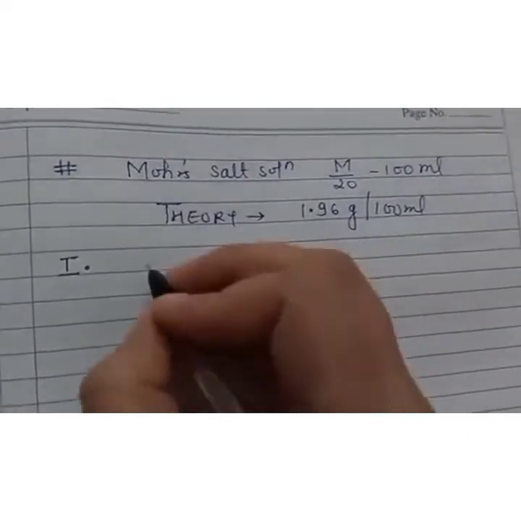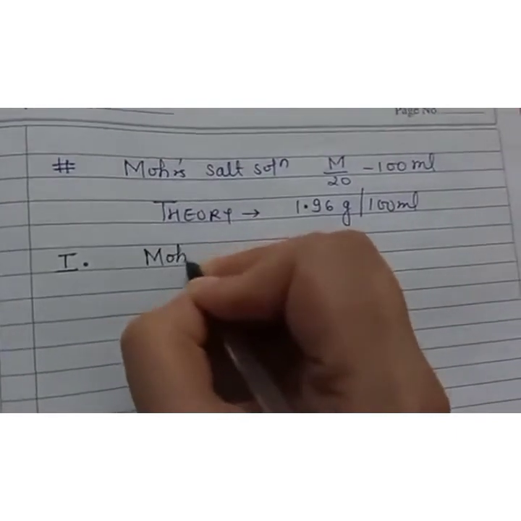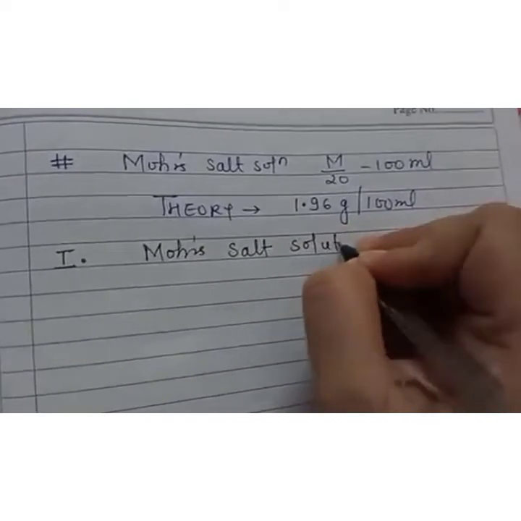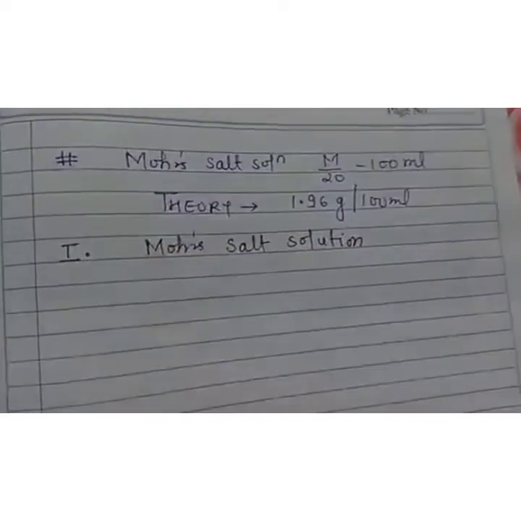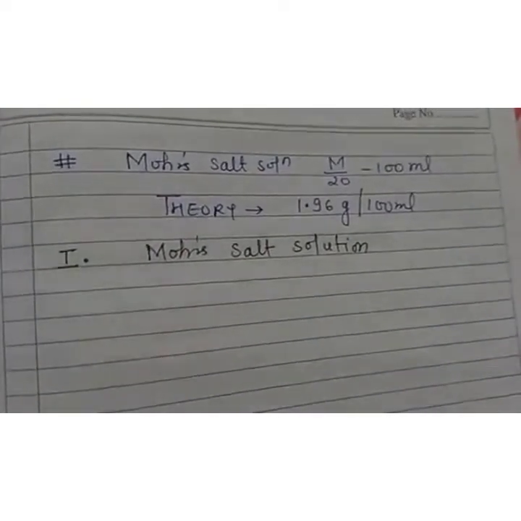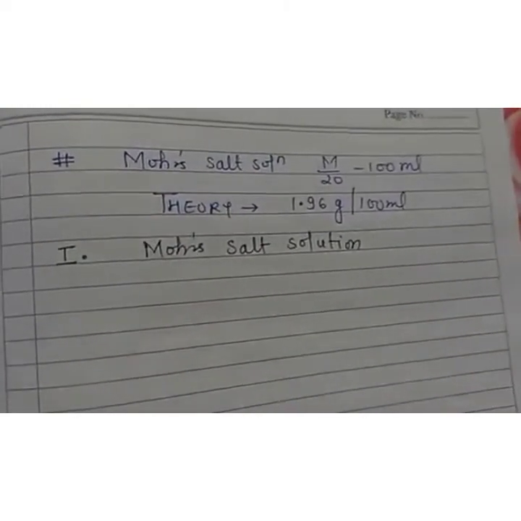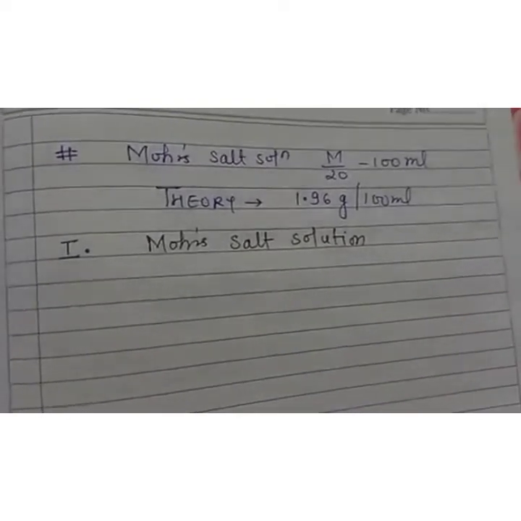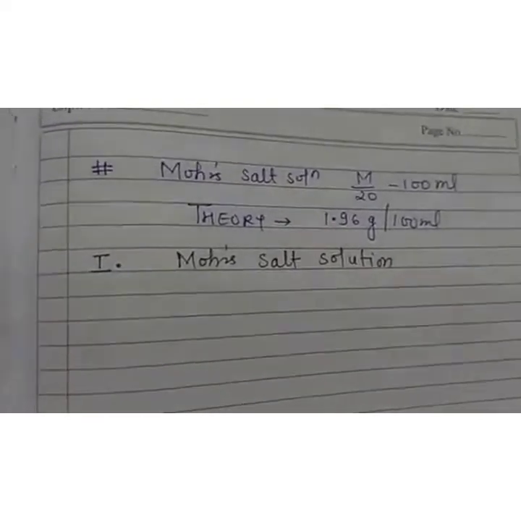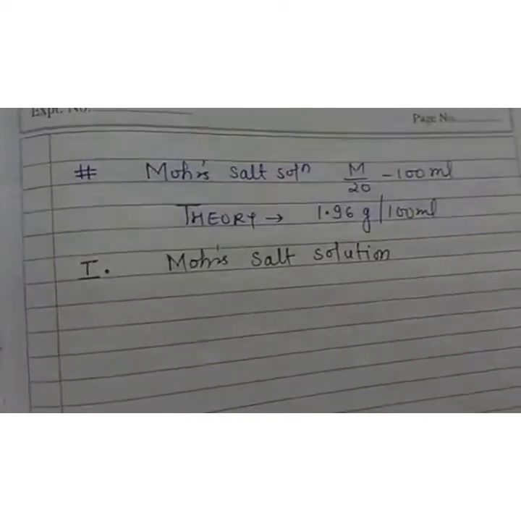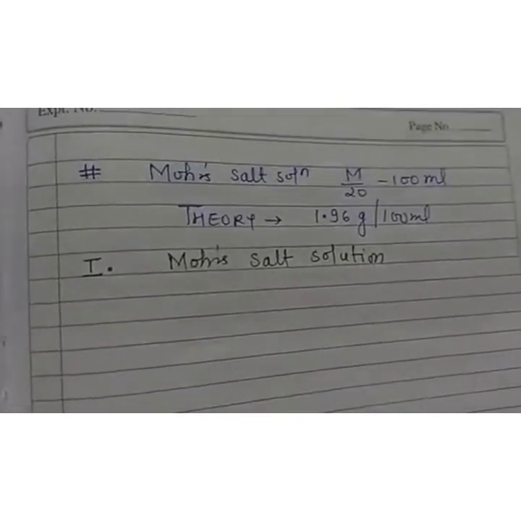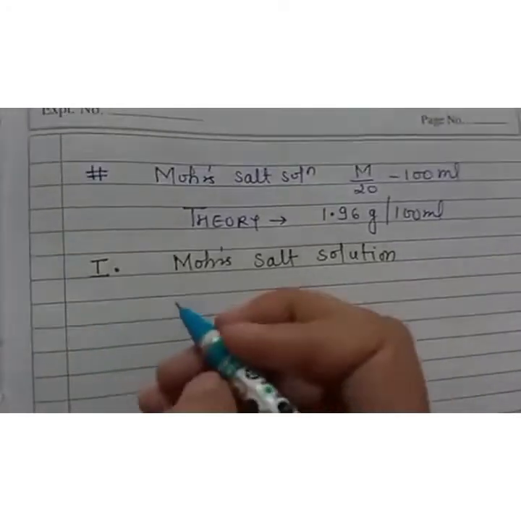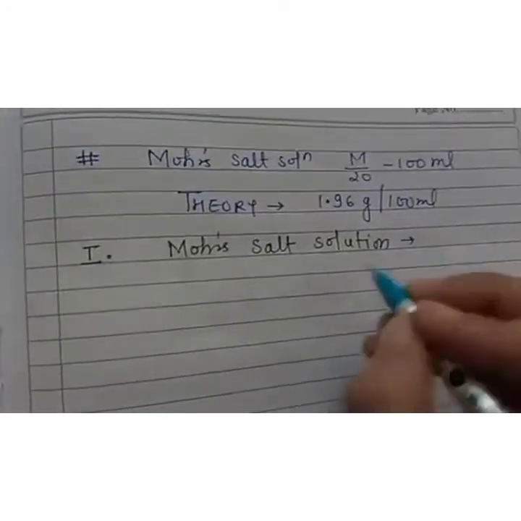Now, remember some of these important points. We are taking M/20 Mohr's salt solution. Suppose we want to prepare 100 ml, then we must know how to calculate this. For preparing 100 ml of M/20 Mohr's salt solution, we require 1.96 grams of Mohr's salt. Now, the next important tip is the preparation of Mohr's salt solution.